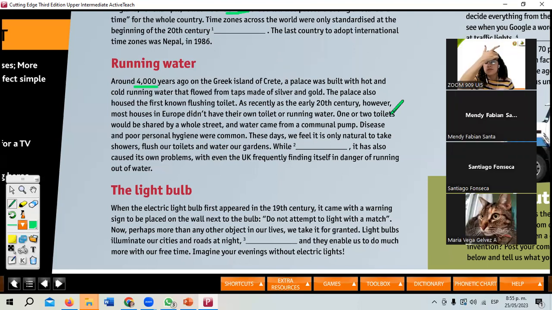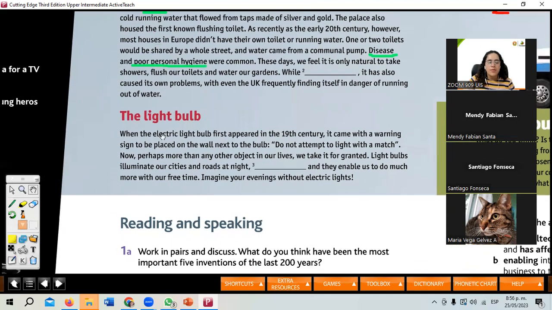Okay, Mandy? Most houses in Europe didn't have their own toilet or running water. They didn't have the toilet or running water. And what were the problems? Mandy, you had your hand up. Yes, teacher. The problems are disease and poor personal hygiene. Yes, these were the problems. The disease, enfermedades, and poor personal hygiene. Poco aseo, higiene personal. Yes. All right, good.